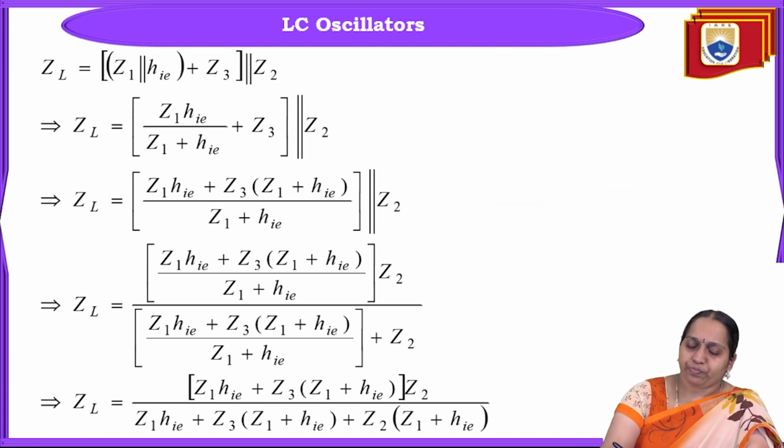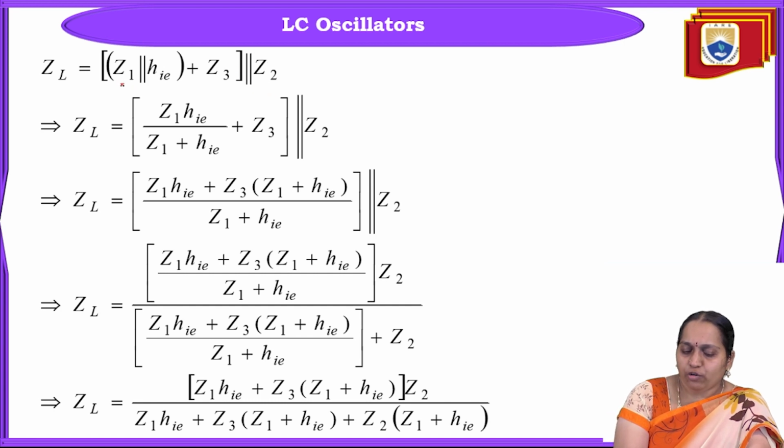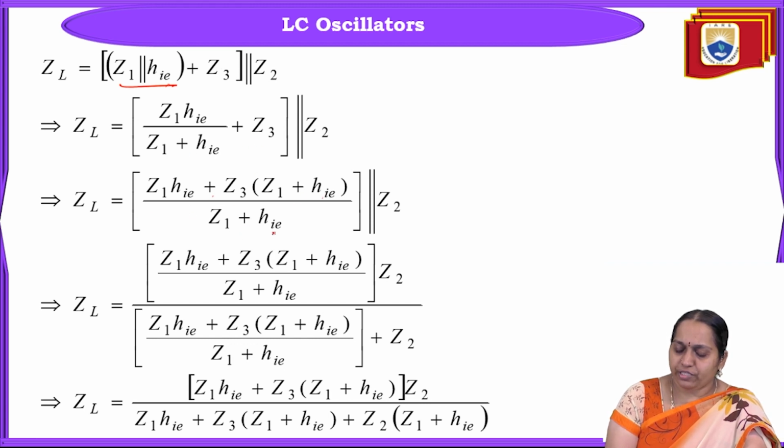So ZL is equal to Z1 parallel hie plus Z3 parallel Z2. The parallel combination of Z1 and hie, what do we get? Z1 Z2 by Z1 plus Z2, so it is Z1 into hie by Z1 plus hie, plus Z3. Again, this entire thing is in parallel with Z2. If we take the LCM Z1 plus hie, we get Z1 hie plus Z3 into Z1 plus hie, whole divided by Z1 plus hie, in parallel with Z2.